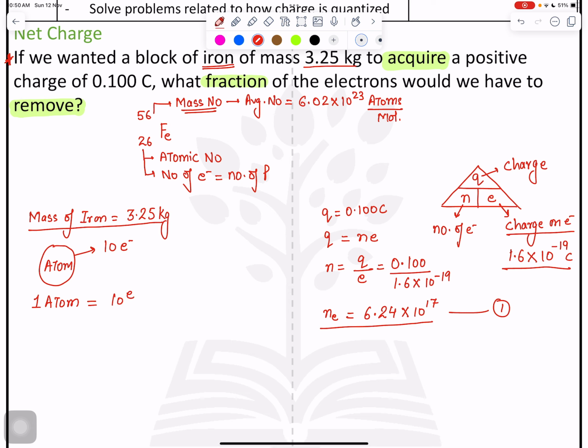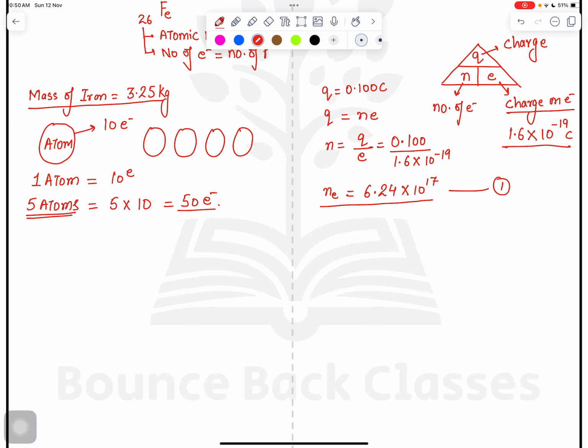If I say we have similar atoms, let's say 2, 3, 4, 5. If we have 5 atoms, then can I say 5 multiply 10, we have 50 electrons? Yes or no? Is it clear? This is 50 electrons in 5 atoms. So what is our aim? Our first aim is to find the number of atoms in iron.